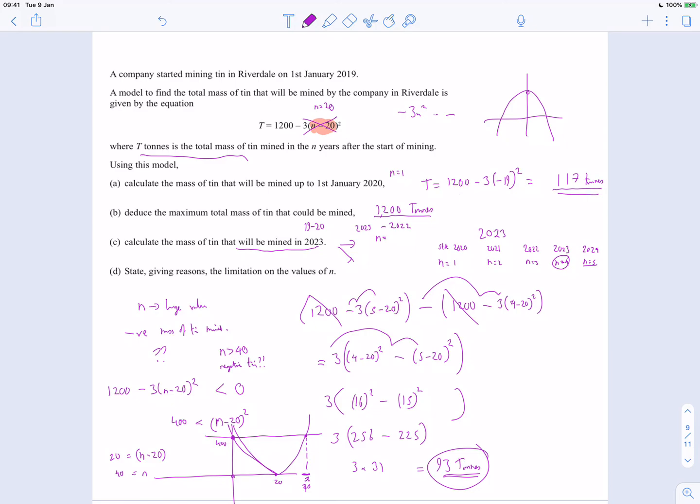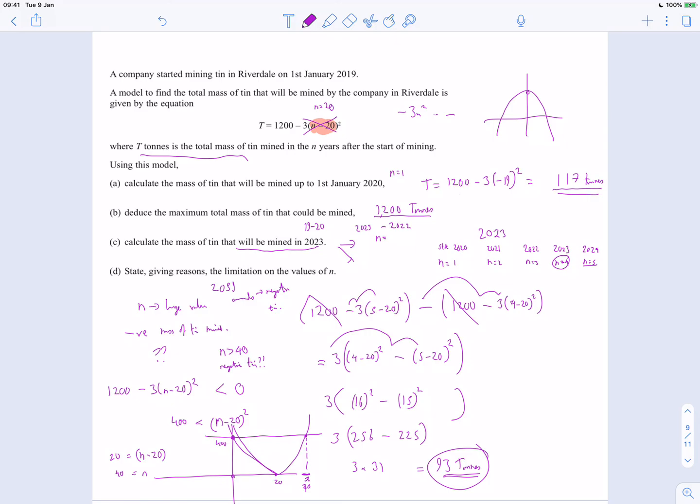When n is greater than 40, we're not going to worry about when n is less than 0 because that's backwards in time. That's a bit silly. But you could have 40 years in the future. That could be 2059. So apparently from 2059 onwards, you're going to have negative 10, and that just seems a bit silly.